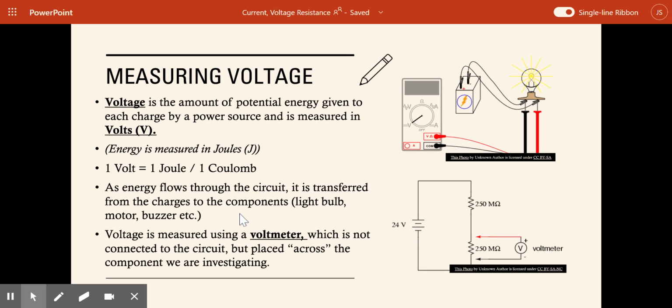As the energy flows through the circuit, it gets transferred to different components, like a light bulb, or a motor, or a buzzer. We use a voltmeter to measure the voltage, but we don't actually connect it in like the ammeter. What we do is we place the voltmeter on 2 different points. We touch it onto 2 different points. When we're back in class, I'll show you how to do this, or I'll show you using the simulation what it looks like, okay?